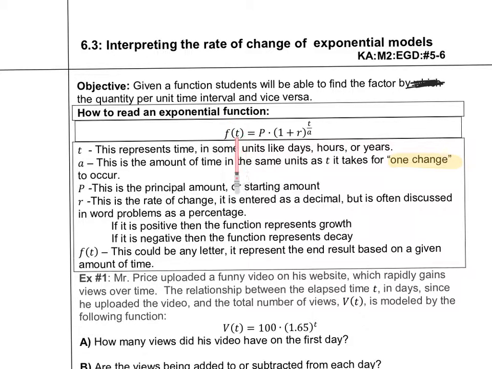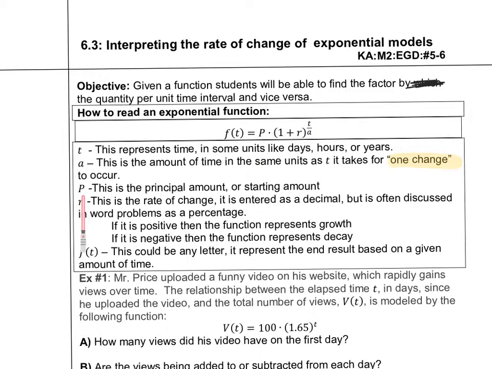So what I have here is the standard form of an exponential function. And so here's our function. Usually with these things, we're going to use t instead of x. That's because we're talking about time. T represents time in some units like days, hours, or years. And notice that our variable is up here in the exponent. That's what makes it an exponential function.